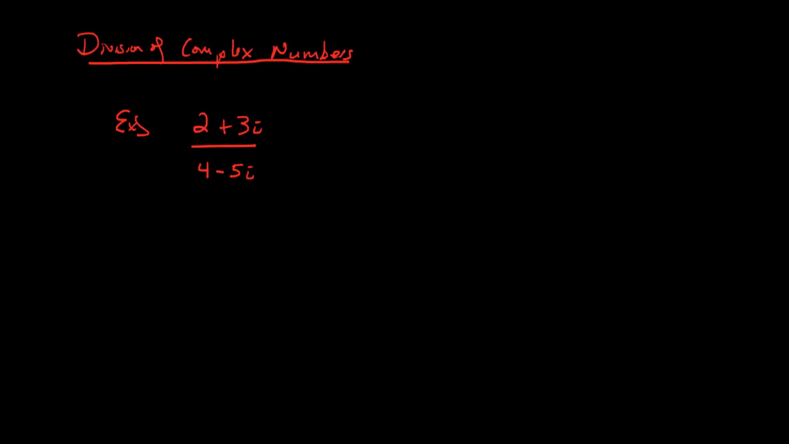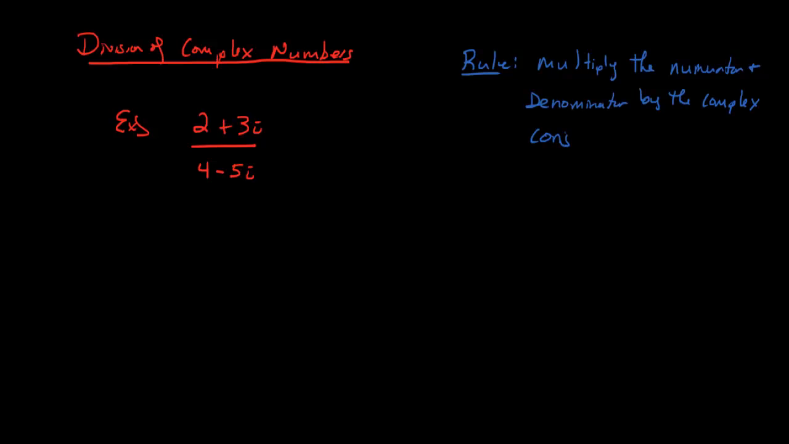So the rule that I recommend using whenever we divide is to multiply the numerator and denominator by the complex conjugate of the denominator. That sounds like a heavy word load, but it is.